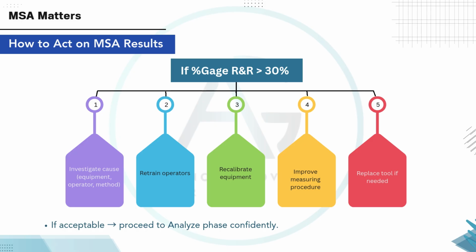Finally, if after taking these corrective actions the measurement system is acceptable, then we can confidently proceed to the analyze phase of the DMAIC cycle. Remember, don't rush ahead with faulty data. It will only lead to faulty conclusions.